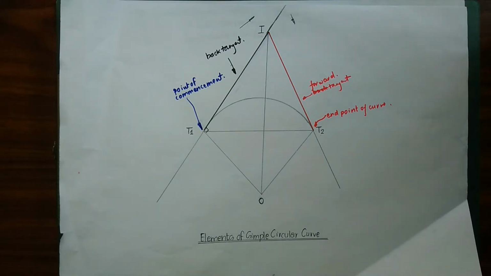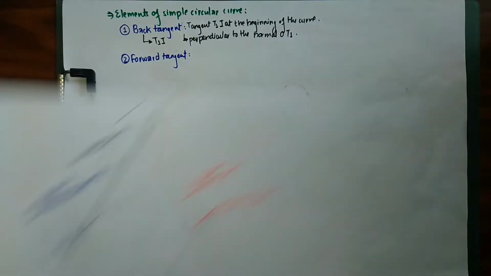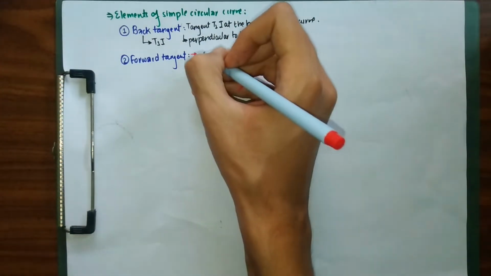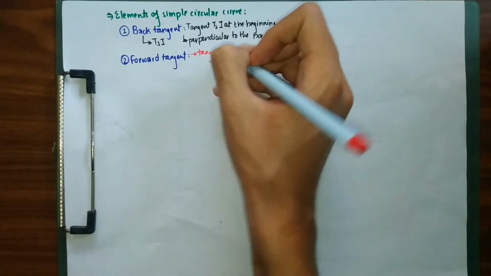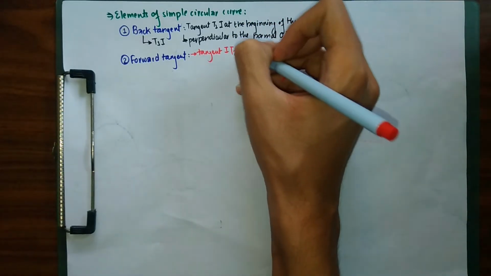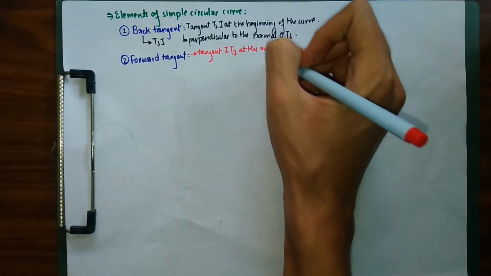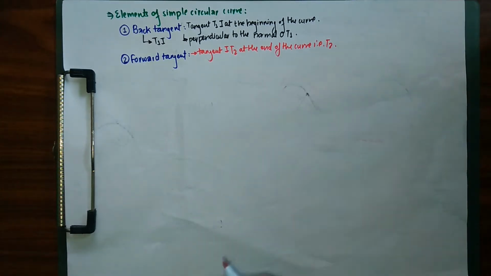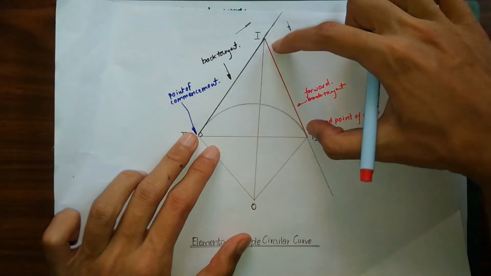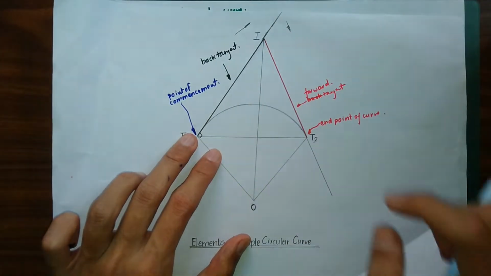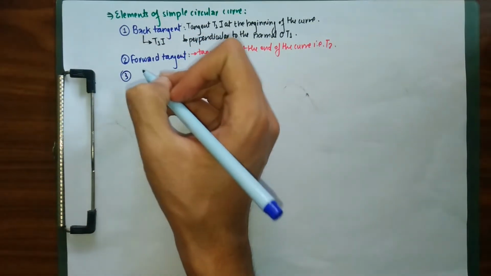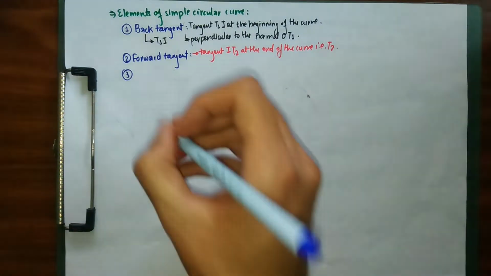Next we'll be talking about our third point. Let me give a basic definition of our forward tangent. Our forward tangent is simply the tangent IT2 at the end of the curve, which is T2. Simply our tangent IT2 at the end point of the curve is known as our forward tangent. So our third element of the simple circular curve is the angle of intersection.